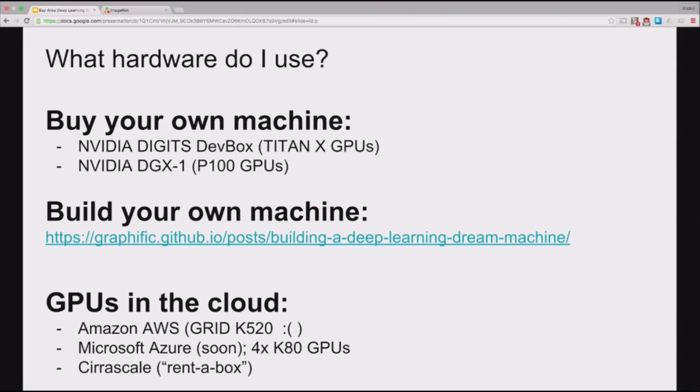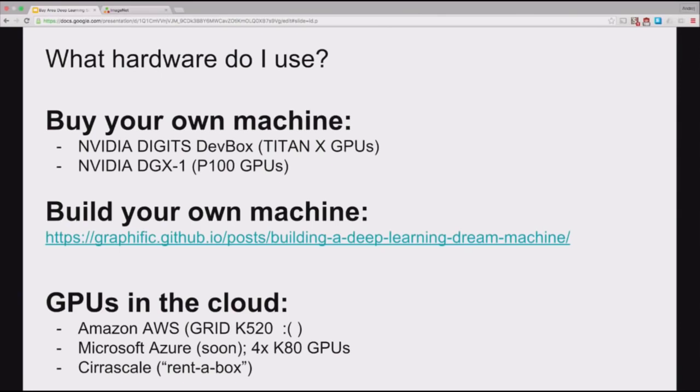But of course, an NVIDIA machine would just come with all the software installed, all the hardware ready, and you can just do work. There are a few GPU offerings in the cloud, but unfortunately, it's not in a good place right now. It's actually quite difficult to get good GPUs in the cloud. Amazon AWS has these Grid K520s. They're not very good GPUs. They're not fast, and they don't have too much memory. It's actually kind of a problem.